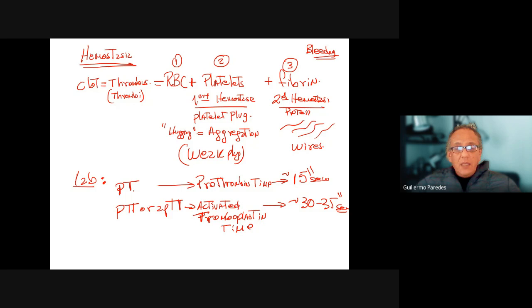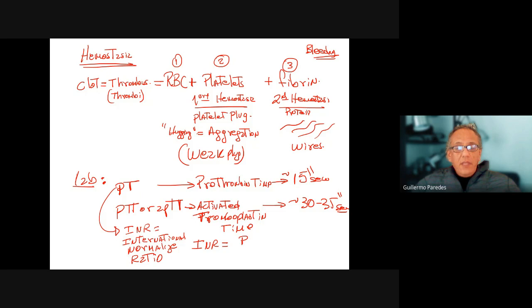Now, the PT has another important thing that we need to remember, what we call the INR. The INR is the international normalized ratio. For one, that is INR. What is INR? INR is going to use the PT.